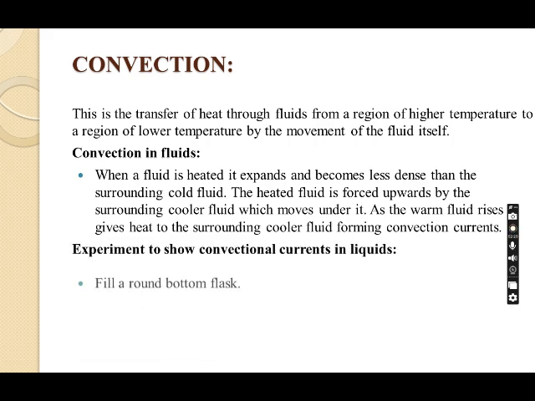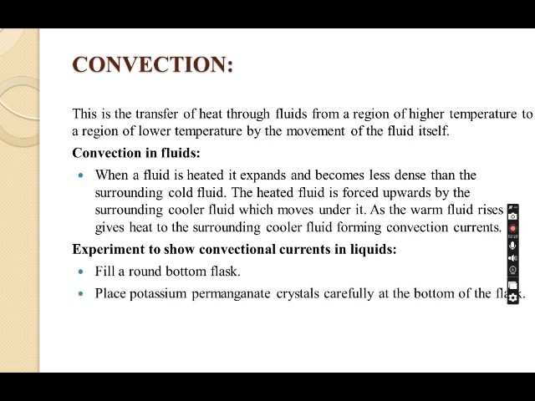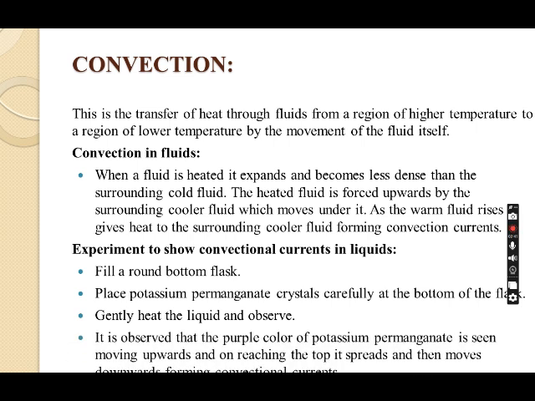So in an experiment to show the convection currents in liquids, you fill a round-bottom flask, then you place potassium permanganate crystals carefully at the bottom of the flask. You gently heat the liquid and observe. It is observed that the purple color of potassium permanganate is seen moving upwards, and on reaching the top, it spreads and then moves downwards. And in that case, it forms convection currents.